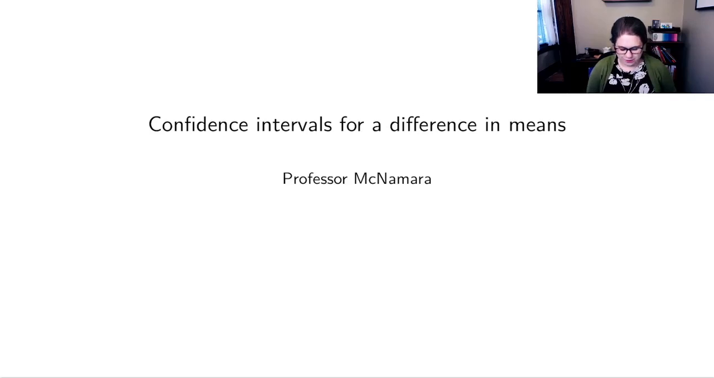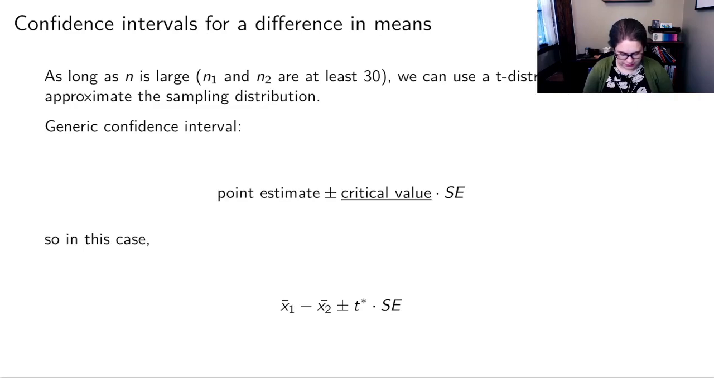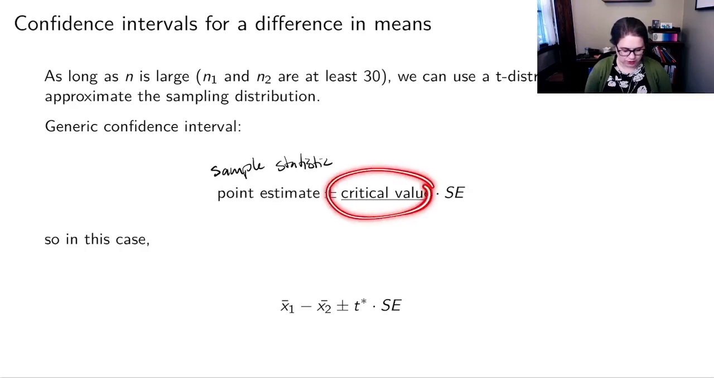One of our main inferential tasks is to do a confidence interval to say what are some other reasonable values we could have observed, and we're going to do that in the situation where we have a difference in means. We have two means. Our generic confidence interval is, as always, our point estimate. That's our sample statistic, our best guess. And then we're going to add and subtract some variability.